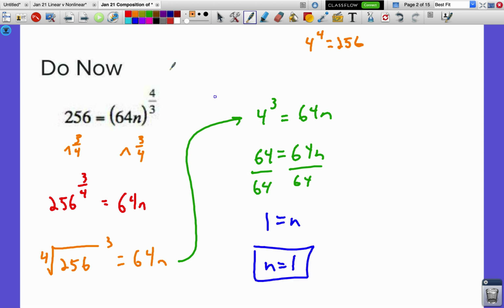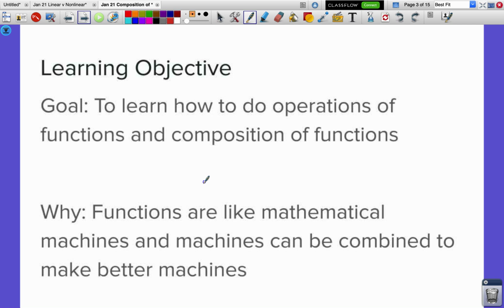All right, plug it back in to double check. Here maybe we will use our calculator. Is 64 to the power of 4 over 3, make sure that all stays up in the exponent, equal to 256? It is.